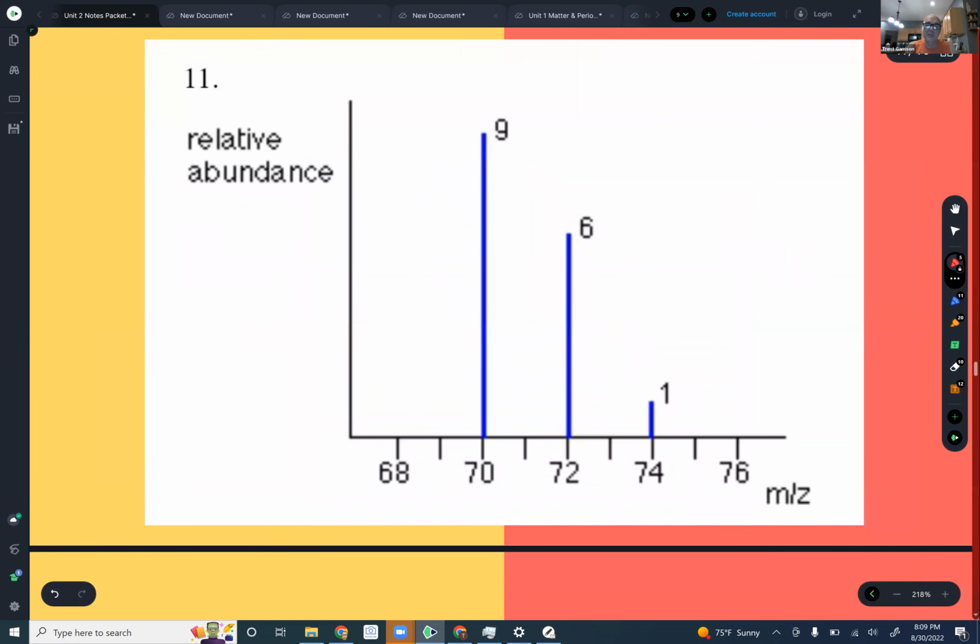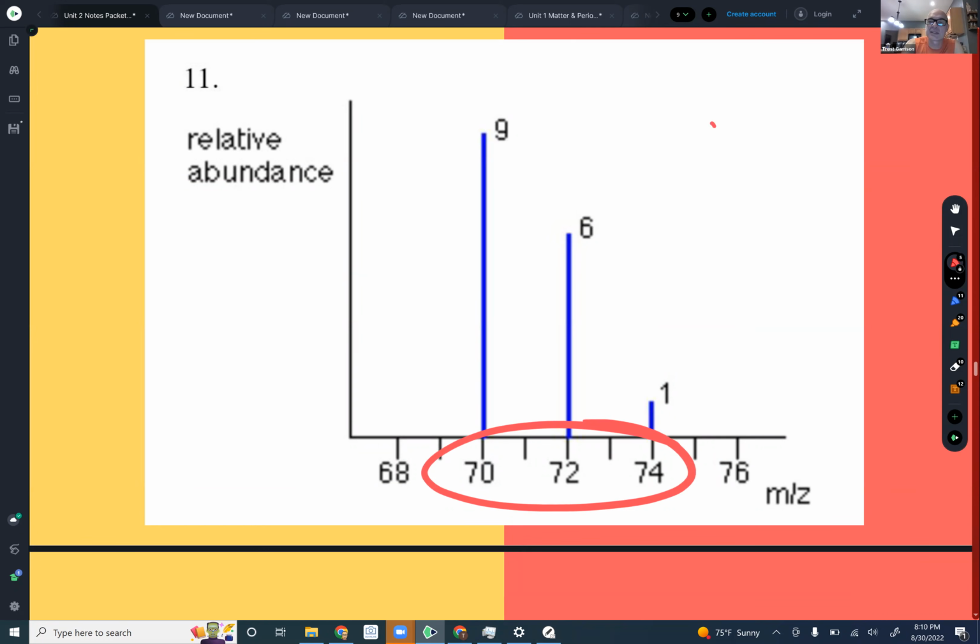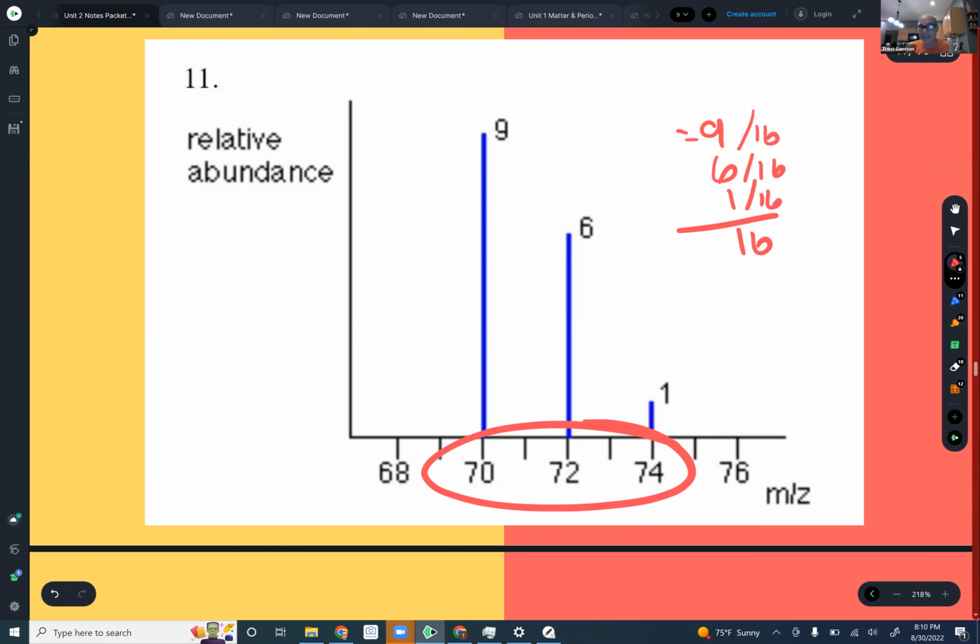Here's one more of them. If we were to guess, where does it look like the average is going to be? It's going to be somewhere around 72, but we need to figure this out. Now, this one does not have percentages. What it has is a relative amount. So we would have a total of 16. We would have to do 9 divided by 16, 6 divided by 16, and 1 divided by 16 to figure out their percentages. For whatever reason, they did not give us the percentages. This is 0.56.